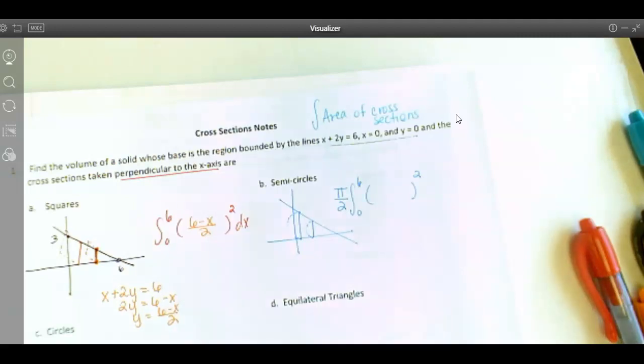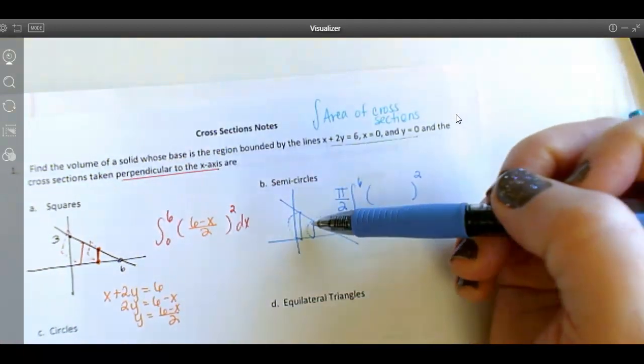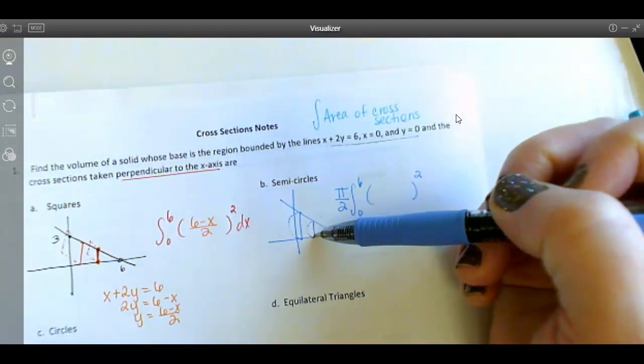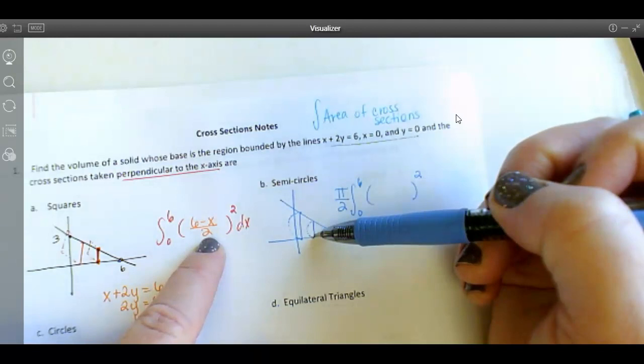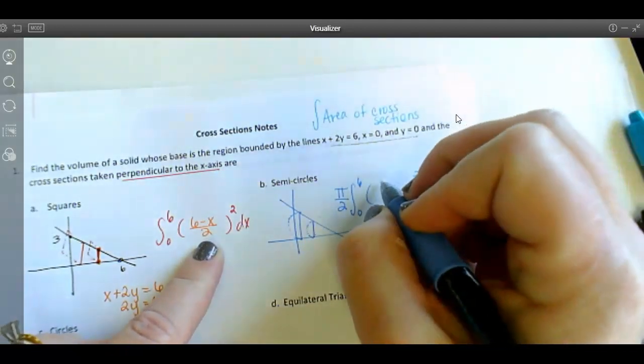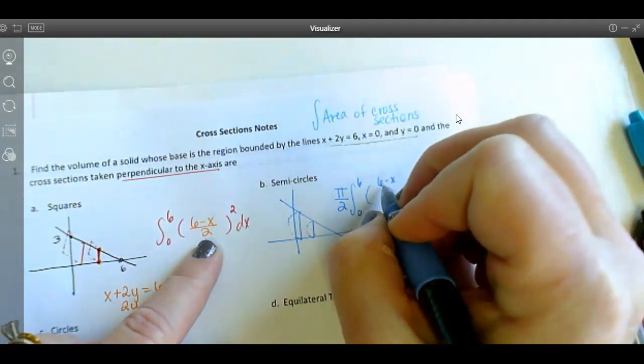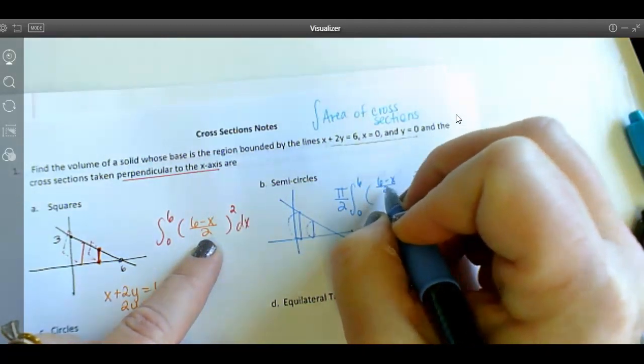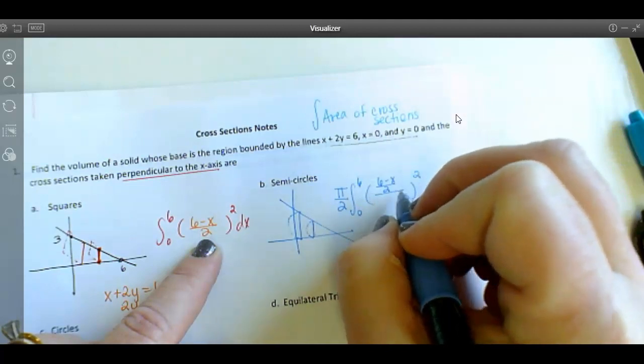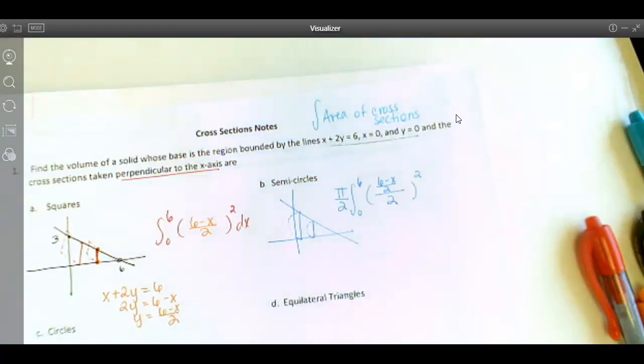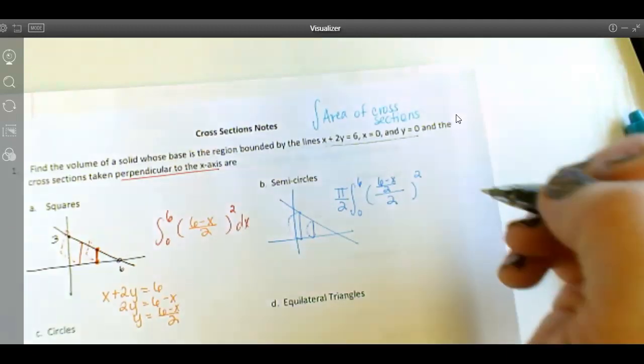Now, what I know from A is that I know the length of this side is just that right there. But that's not the radius of the circle. That's the diameter. So what I have to do is kind of ugly, but it's sine of 6 minus x over 2. That's the diameter, but then I divide that by 2. So again, that's kind of ugly looking, but that would be the volume of that one.